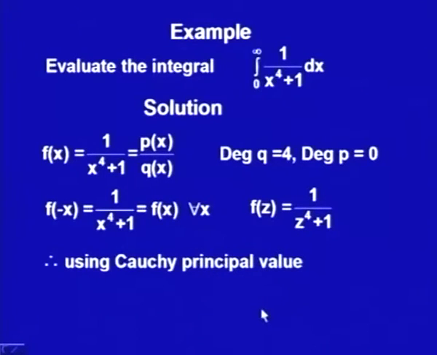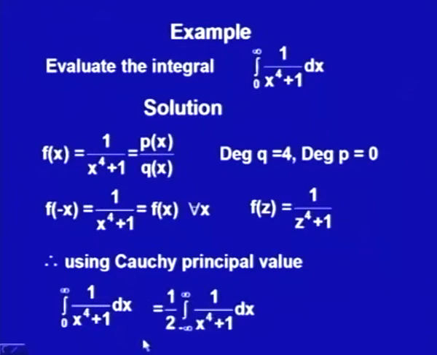Hence, using this Cauchy principal value formula, we know that the integral from 0 to infinity of 1 upon x to the power 4 plus 1 dx would be half of the integral from minus infinity to plus infinity of 1 upon x to the power 4 plus 1, which is half of half times 2 pi i into the sum of residues of f(z). So, that is pi i times the sum of residues of f(z). Now, the work remaining is to find the residues of f(z).